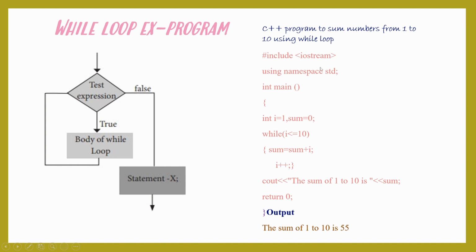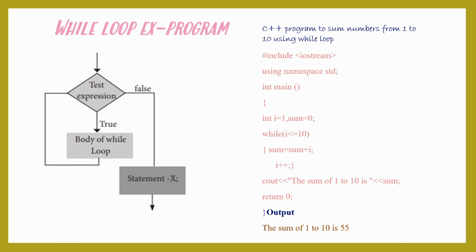So I'm going to write the sum of numbers from 1 to 10. So int i: I have declared a variable i and initialized it to 1, and I have also declared a variable of data type int, which is sum, and I have initialized this to 0. So I'm going to write a while loop.